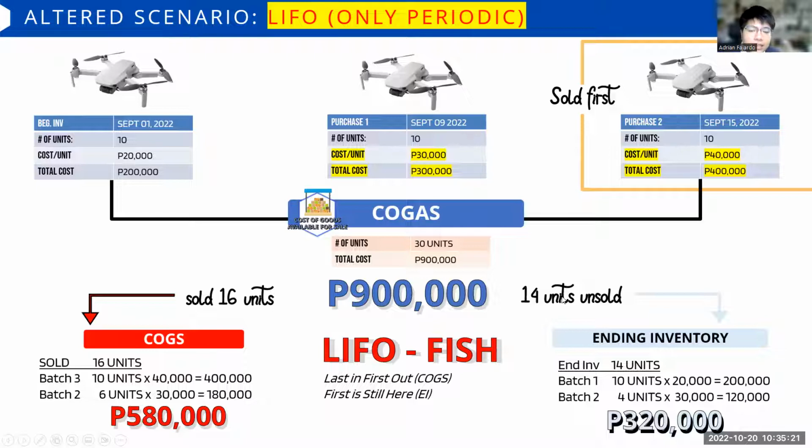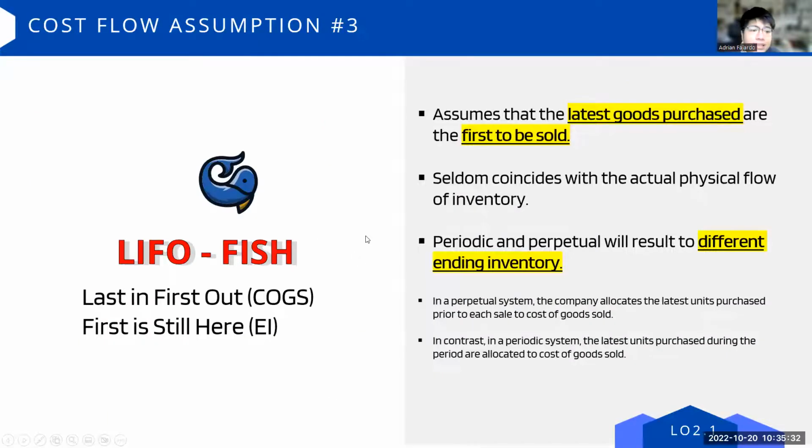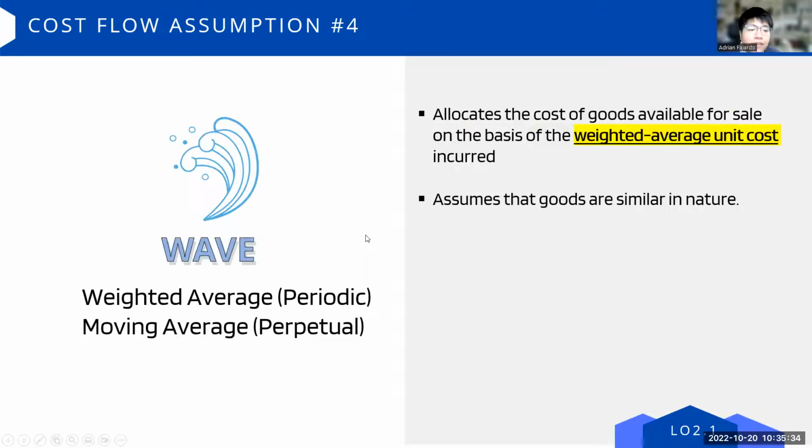And then yung ending inventory ko naman baliktad. First is still here. So I look at batch 1 for 14 units. So 10 out of the 14 units come from batch 1. And 4 out of the 14 units will come from batch 2, right? So that ends LIFO, and then we have the average method.